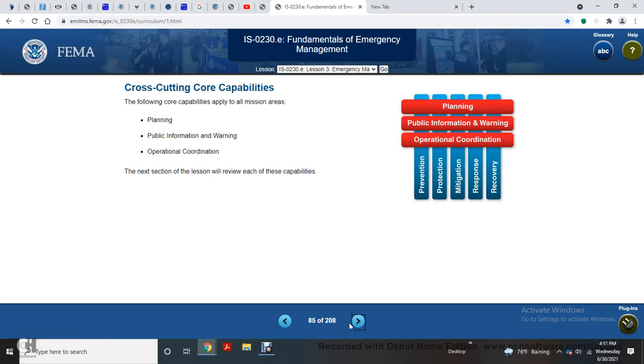Cross-cutting core capabilities. The following core capabilities apply to all mission areas: planning, public information and warning, and operational coordination. The next lesson will review each of the capabilities: planning, public information and warning, operational coordination, prevention, protection, mitigation, response, and recovery.